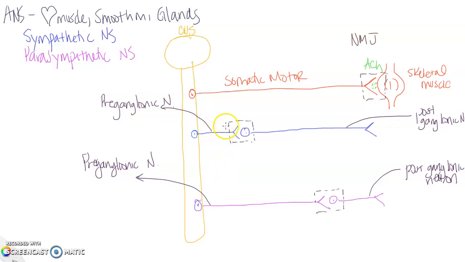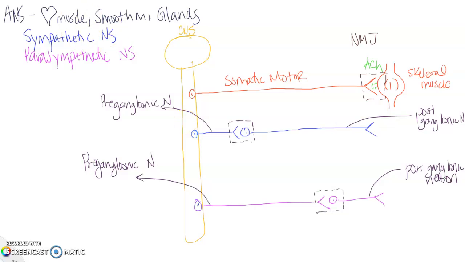In the sympathetic nervous system, I have specifically drawn the preganglionic neuron short because the preganglionic neurons in the sympathetic system are short. The postganglionic neurons in the sympathetic system are long. In the parasympathetic, it is reversed. The preganglionic neuron in the parasympathetic system is long. In the postganglionic system, it is short. Okay?